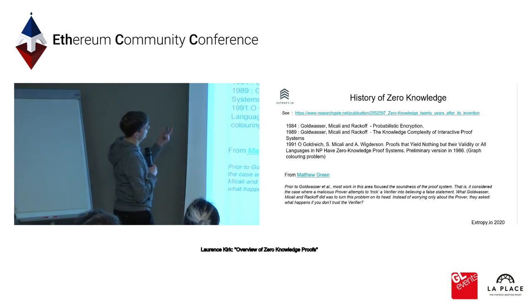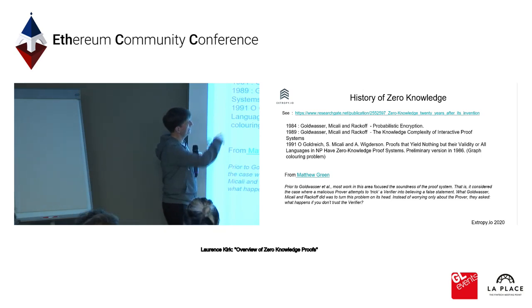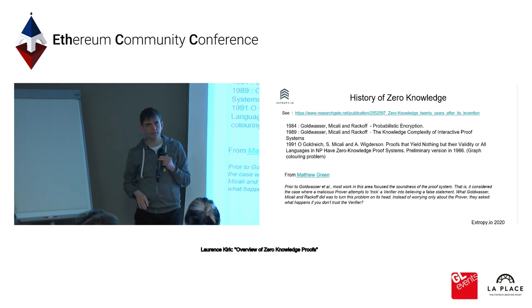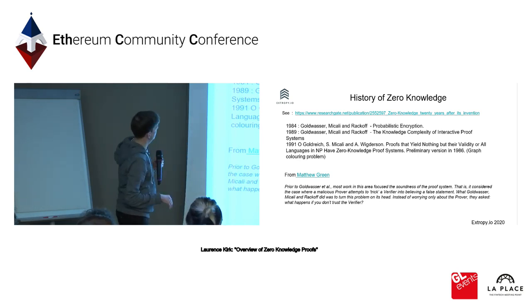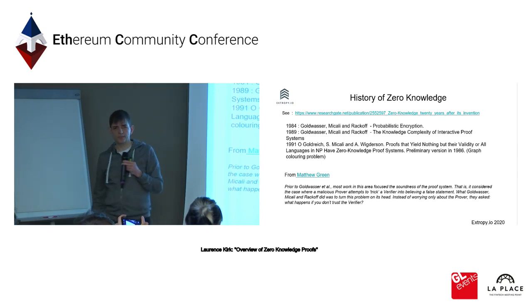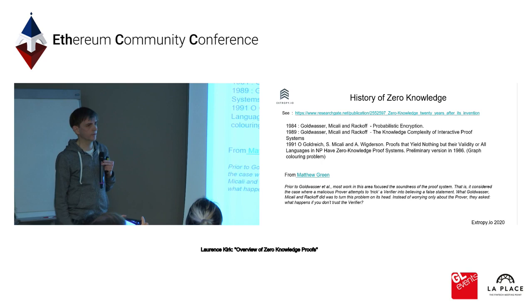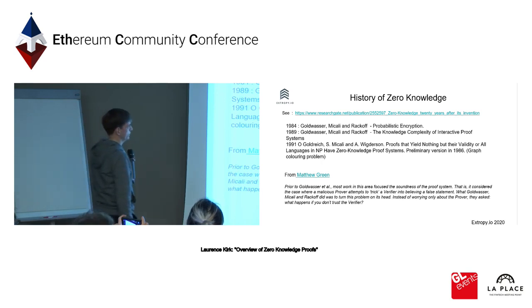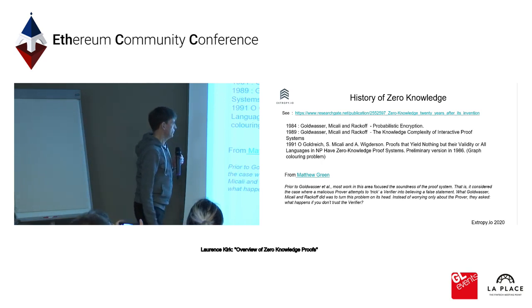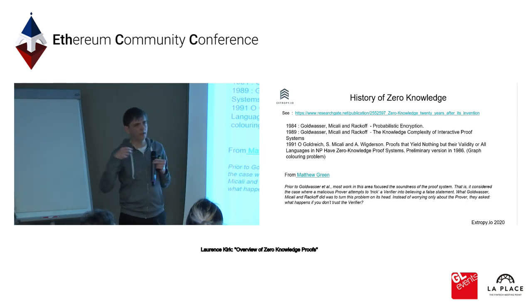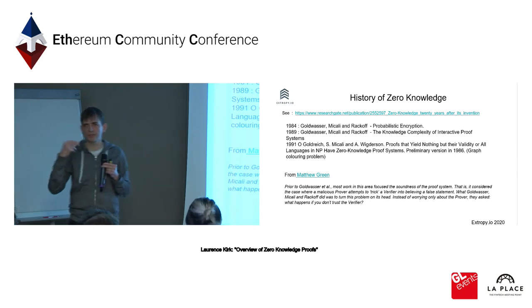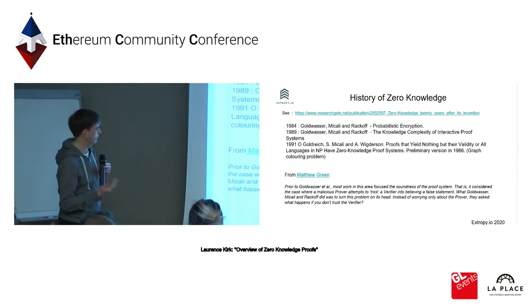It's back in the 1980s that the first papers started to be published about this. Sadly, the initial papers were rejected by conferences when they first came out, so for a couple of years these were being rejected and not really seen as being useful. I think people were very much focused, as this quote from Matthew Green says, on proving things and on how you can check that a proof is valid.